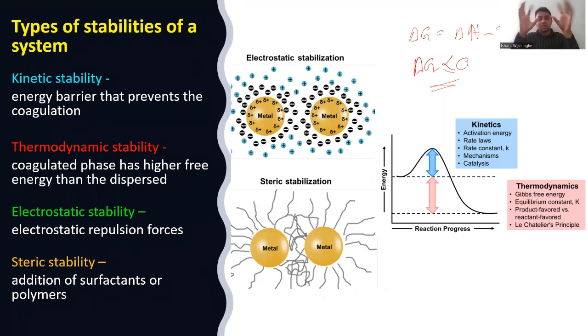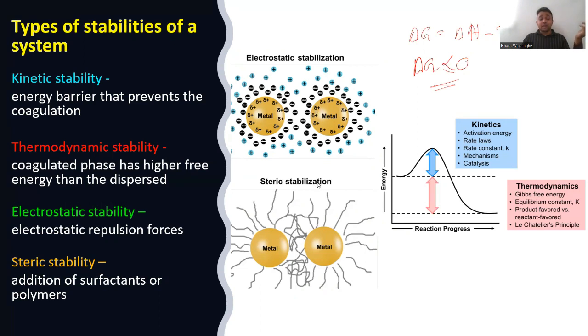Because in a system, both are there. Because of the surface potential, right? Surface potential, there is a repulsive force in between, right? There's a repulsive force in between that is called electrostatic stability. Electrostatic stability, right? What does this mean?